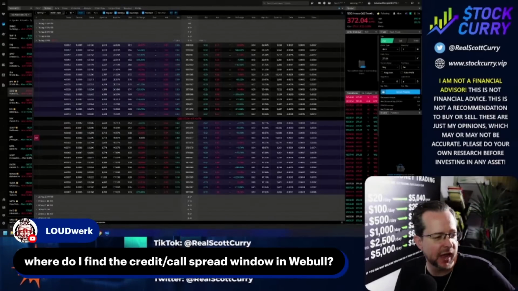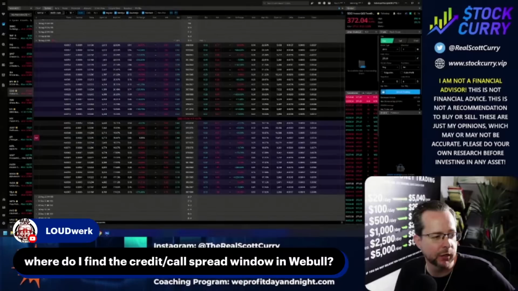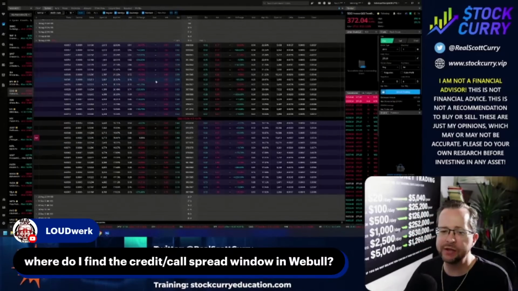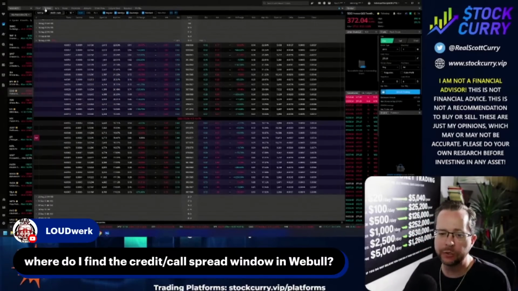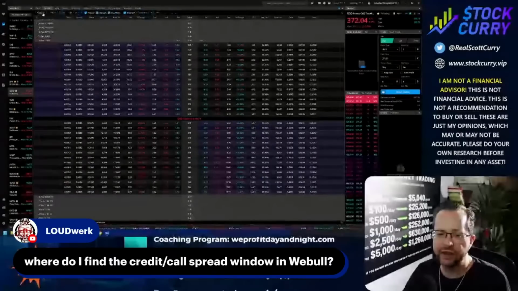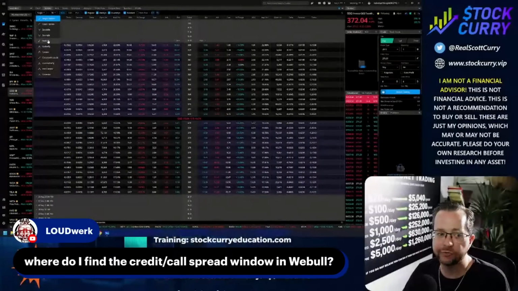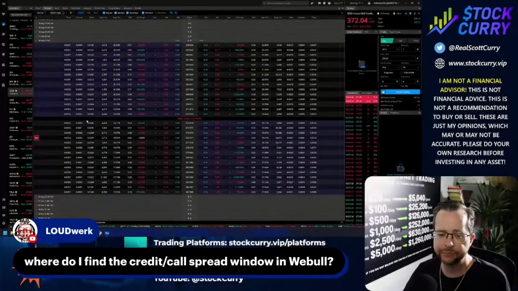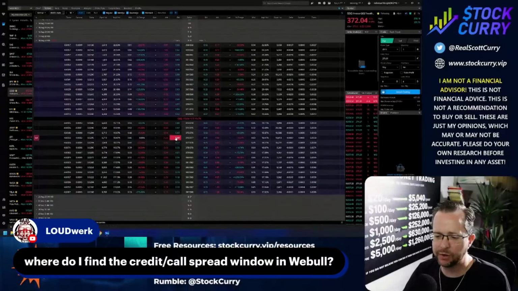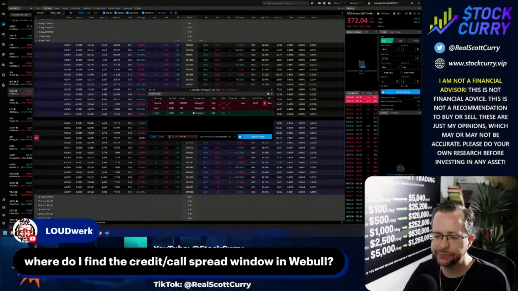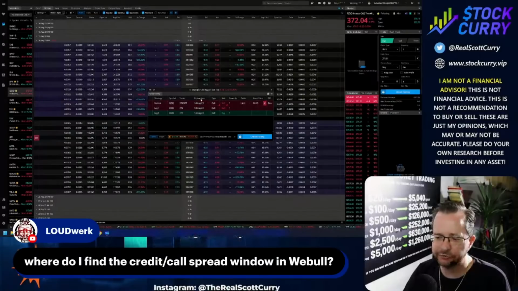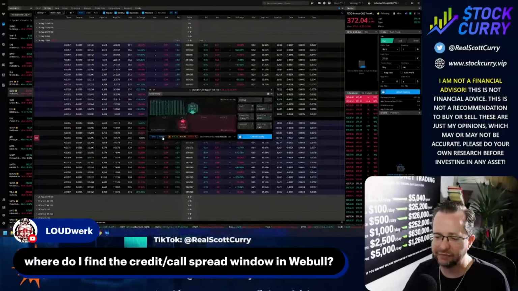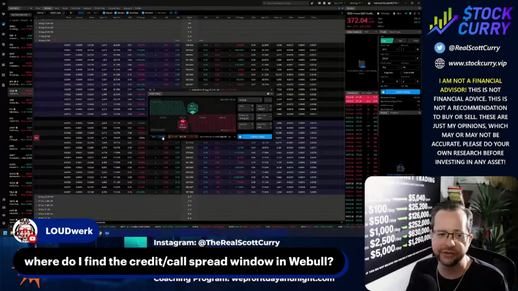Where do you find the credit call spread window in Webull? Okay, I'll walk you through it one more time. You go to options, you change single leg to vertical up here. All right. Then you pick one that you want to sell. You click on it. Once you click on it, you get this little screen. It's your order entry screen. And then there's a button in the bottom left that says graph. You click that, and that's what allows you to see it.